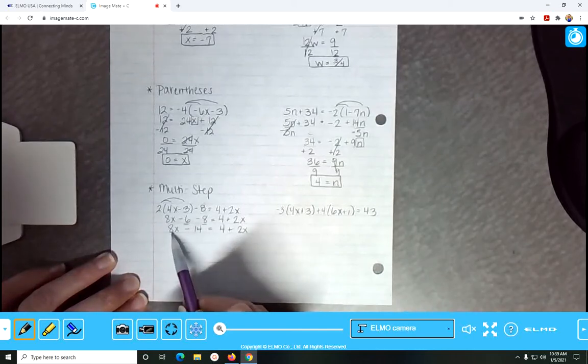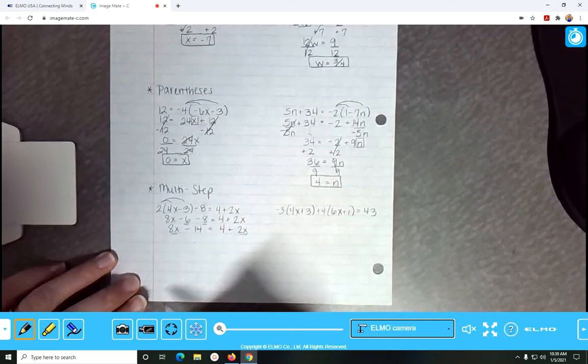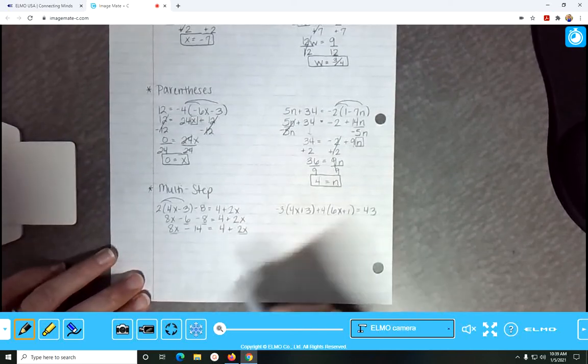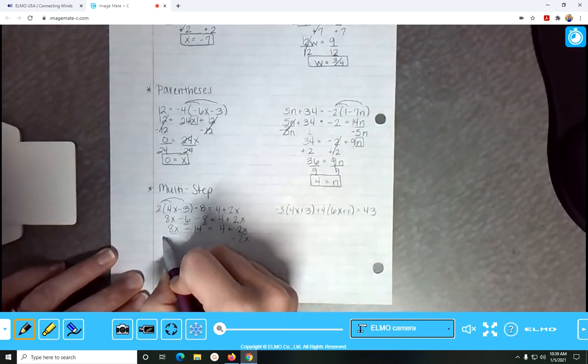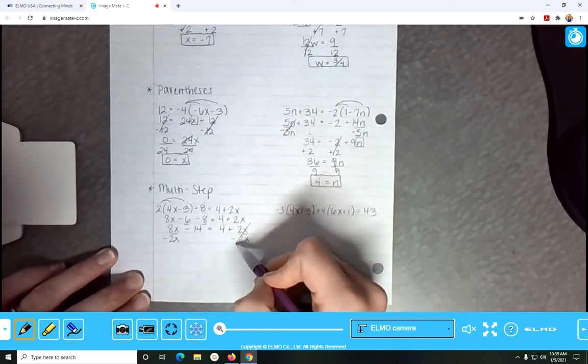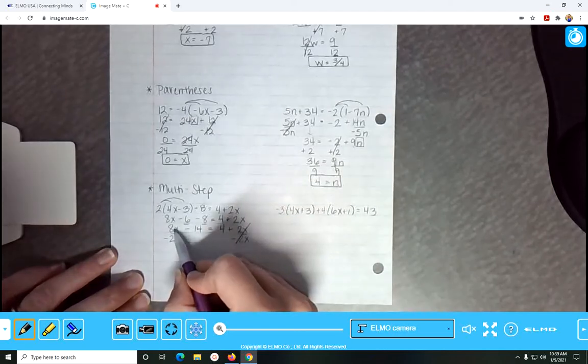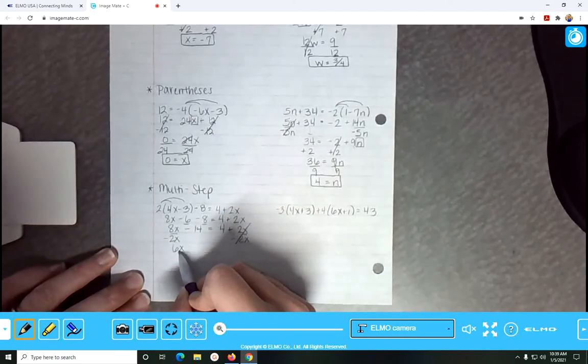And then next we have x's on both sides of the equation. We have an 8x and a 2x, so we need to get rid of one of those. And it doesn't matter, just choose one. I'm going to get rid of the 2x. So since it's a plus 2x, I want to subtract 2x from both sides. So I have 8x minus 2x, which is 6x.